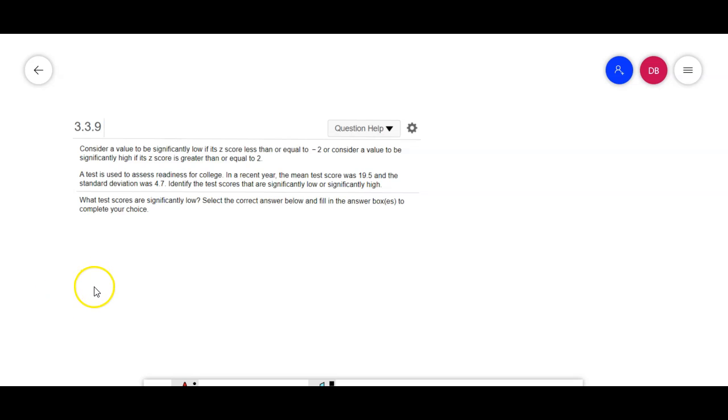Alright, SAS class, let's look at this question that deals with significantly low or significantly high values. This particular problem wants to know what scores are significantly low or significantly high. It's got two parts, significantly low first, significantly high second. When I screen captured it, it only captured the low part, but I'll do both parts.